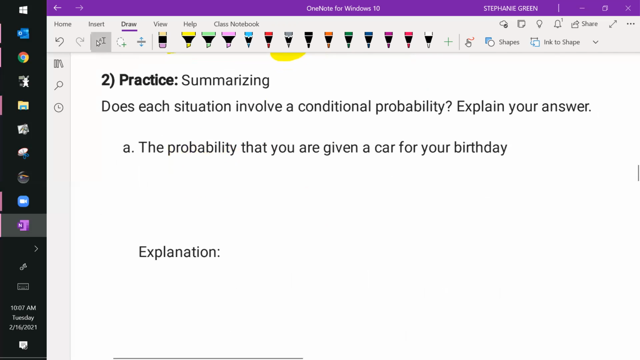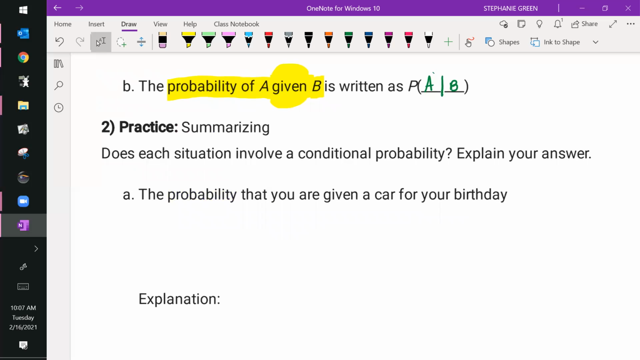So let's look at this here. Does each situation give a conditional probability? Explain your answer. A: the probability that you are given a car for your birthday. Let's see, what events did we have here? One event is you're given a car. Is there any other event though? Is there a given condition? There is the word given, but are they giving you a condition? No, this is not conditional probability. The word given here has nothing to do with the condition that's being given to you. The word given has multiple meanings, right? And they're trying to throw you off here.